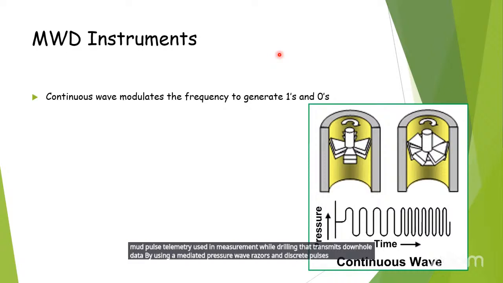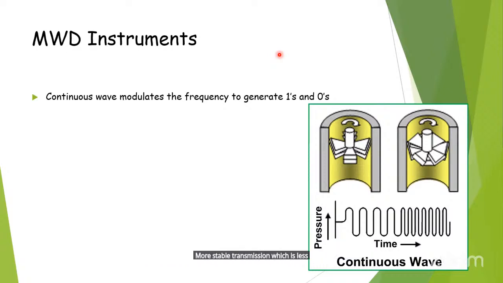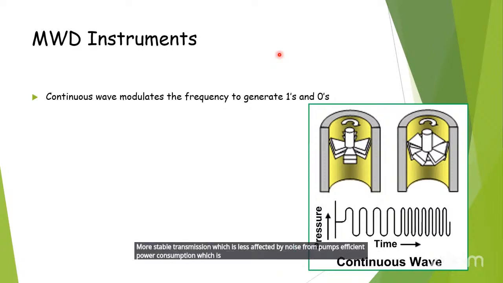And from the advantages of continuous wave telemetry, which is higher data rate, more stable transmission, which is less affected by noise from pumps, efficient power consumption, which is doesn't require any sudden high power pulses.